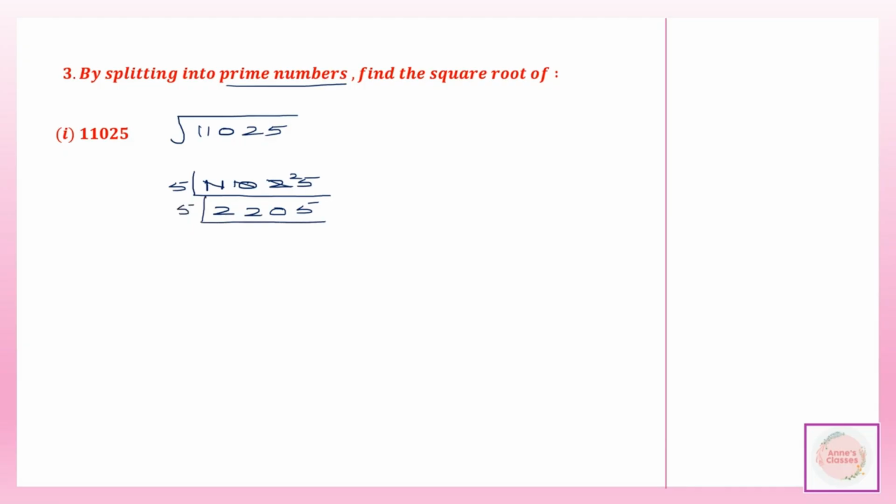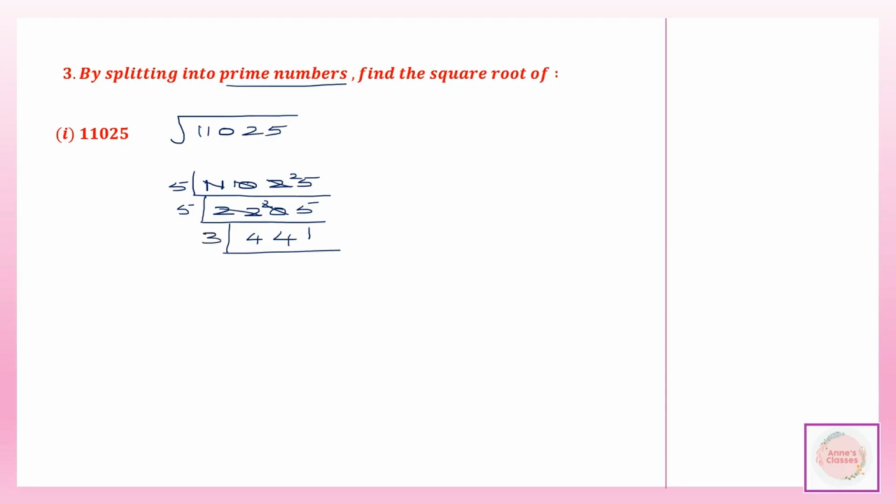We have 22. 5 fours are 20. So 2 is left. Again we have 20. 5 fours are 20. 5 ones are 5. Now we can't use 5 anymore. But which number can we use? Let's add this up. 4 plus 4 is 8. 8 plus 1 is 9. That means this is divisible by 3. So let's divide this by 3.